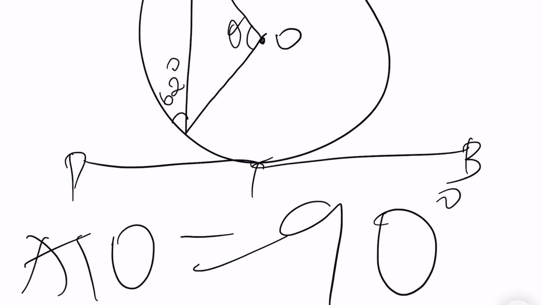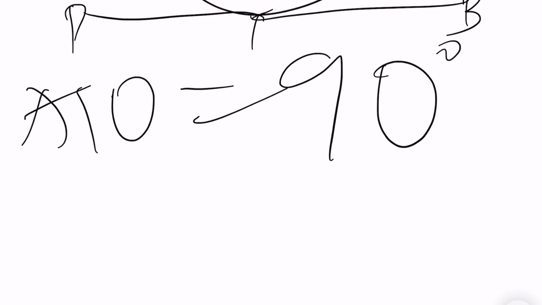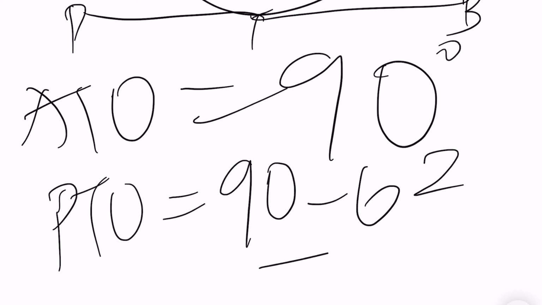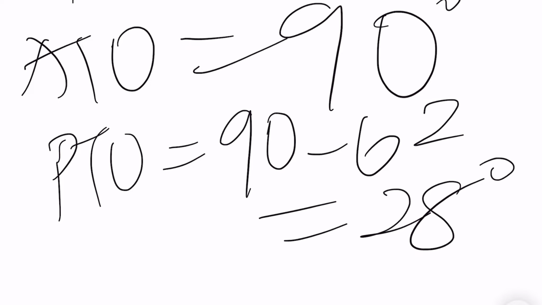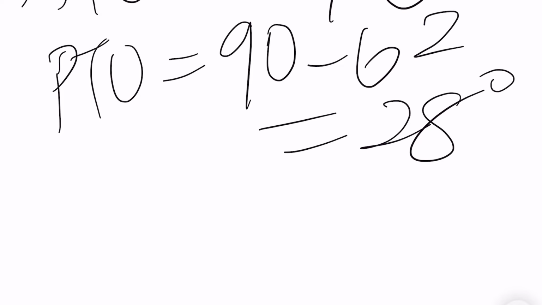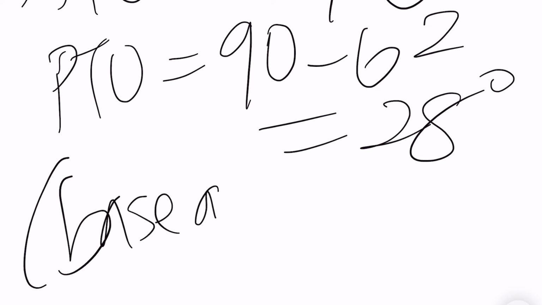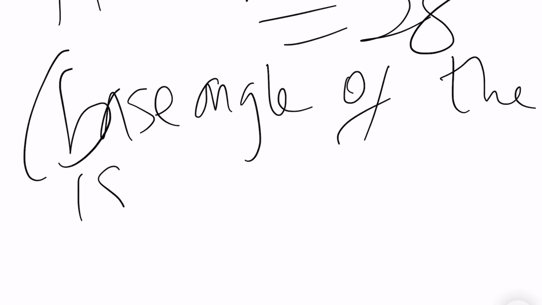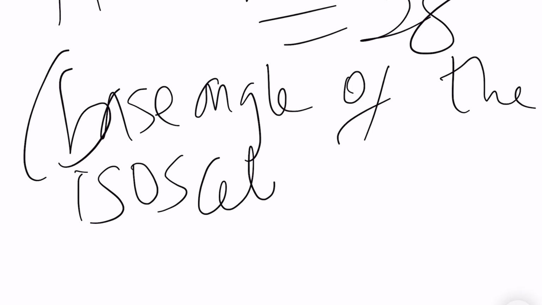So our PTO will now be 90 minus 62, which is 28 degrees. Then our OPT is also 28 degrees, which is the base angle of the isosceles triangle.